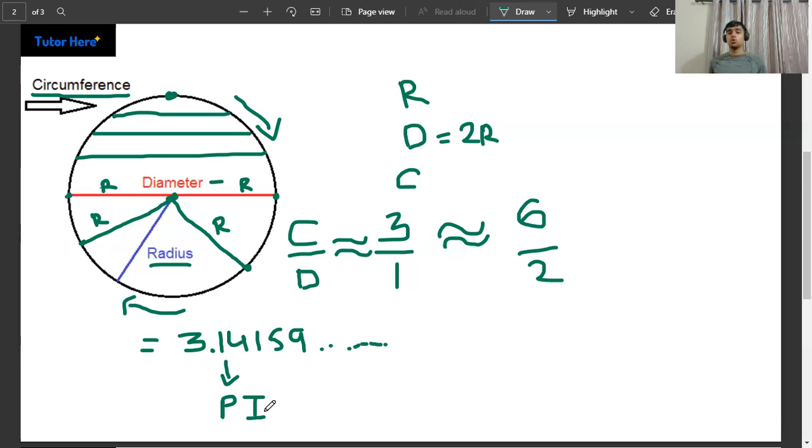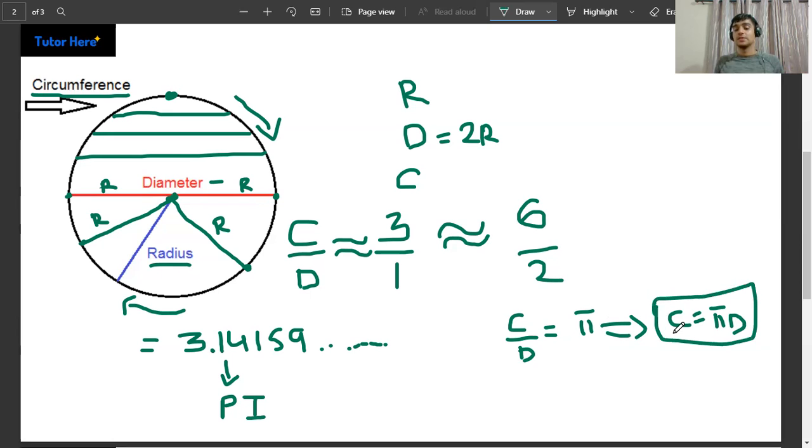So they said that the ratio of the circumference to the diameter of a circle is actually pi. So let's write that down. The ratio of the circumference to the diameter is equal to pi, and pi is represented by this symbol. So if you want to isolate the circumference, you'll multiply both sides by d, and you're going to get circumference is equal to pi d. So this is a relationship between the circumference and the diameter.